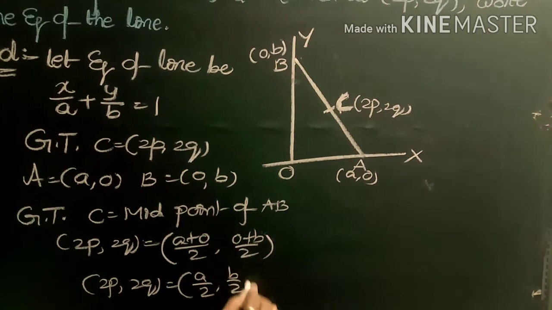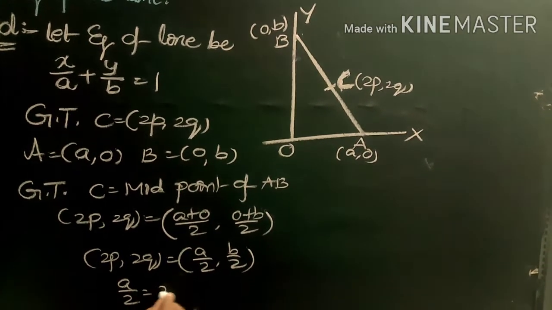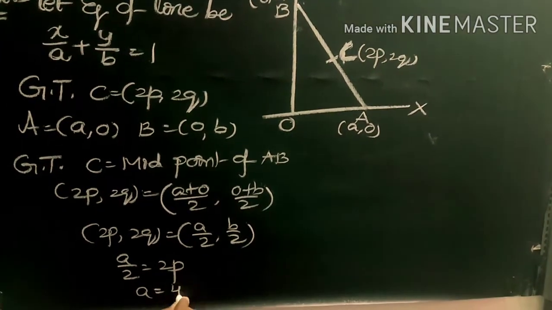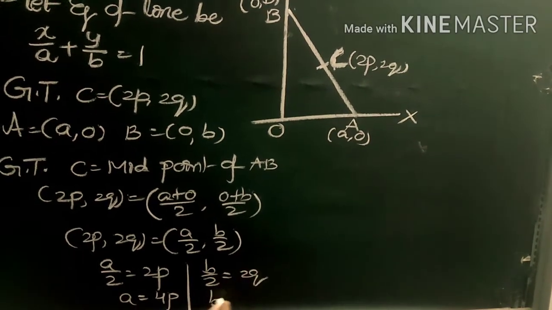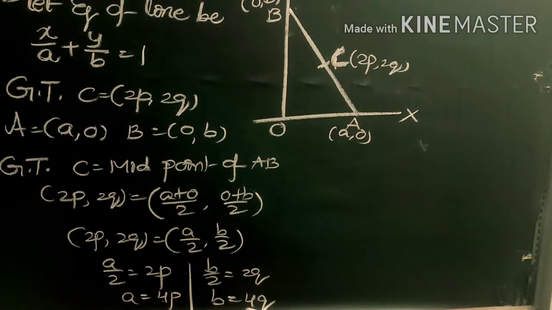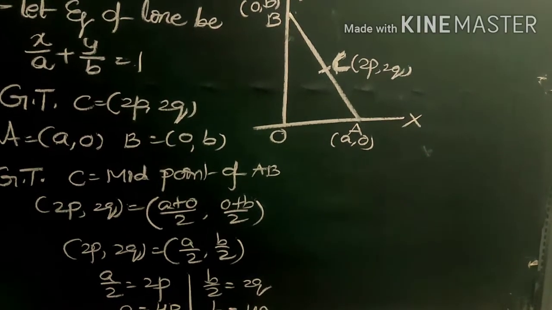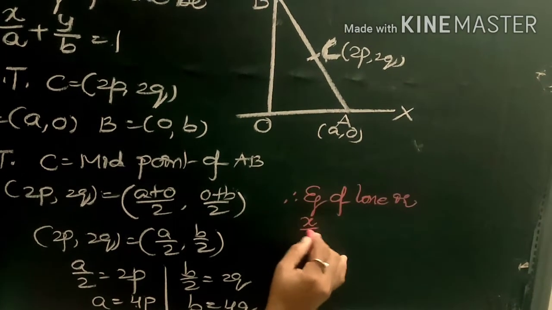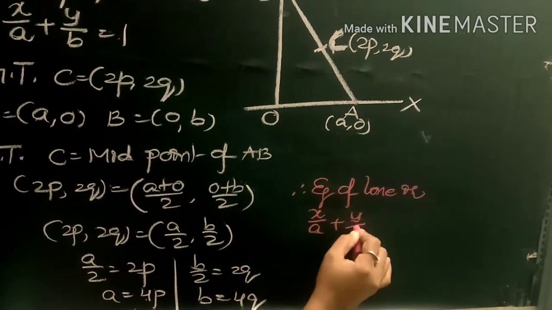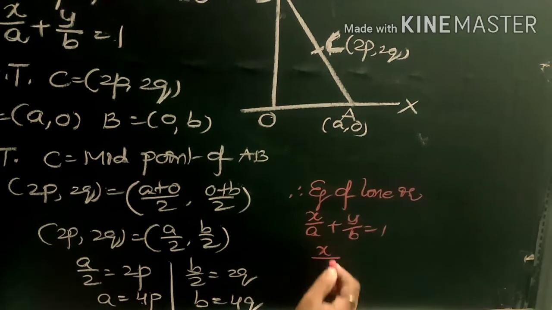That is a by 2 equals 2p. Then the value of a equals 4p. Similarly, b by 2 equals 2q. Then the value of b equals 4q. Now we are replacing these two values in the line equation. Therefore, equation of line is x by a plus y by b equals 1. But a comma b are 4p, 4q.